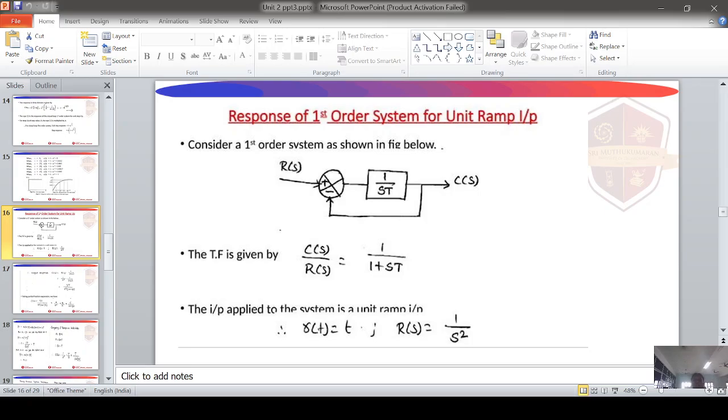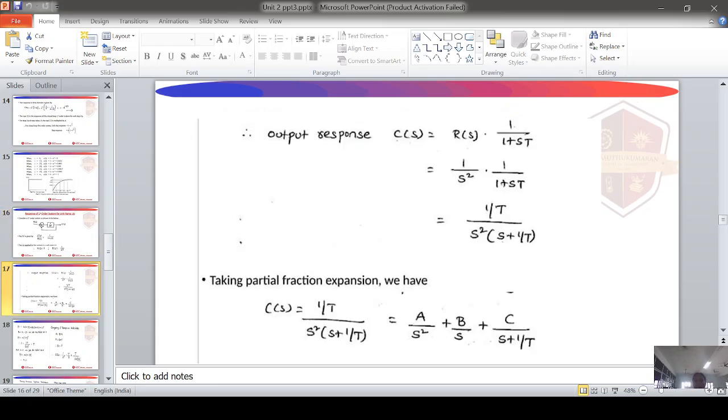Next, the response of a first order system for a unit ramp input. For a unit ramp input, the mathematical representation is R of t equal to t. Taking the Laplace transform, R of s equals 1 by s square. The output response C of s equals R of s into 1 divided by 1 plus sT. Substituting 1 by s square for R of s, we get C of s equal to 1 by T divided by s square into s plus 1 by T.